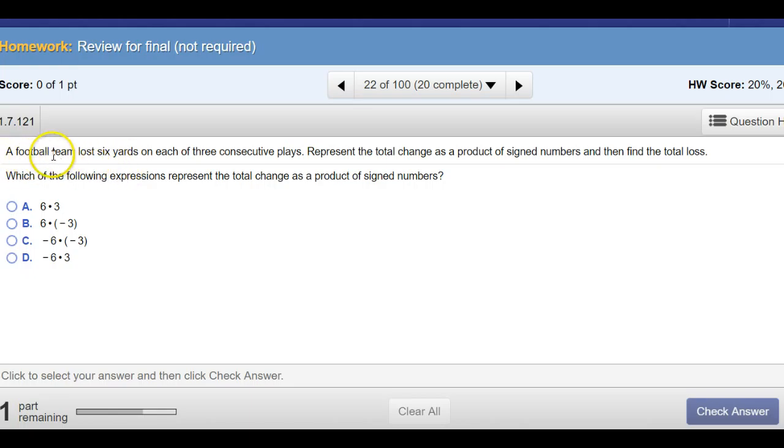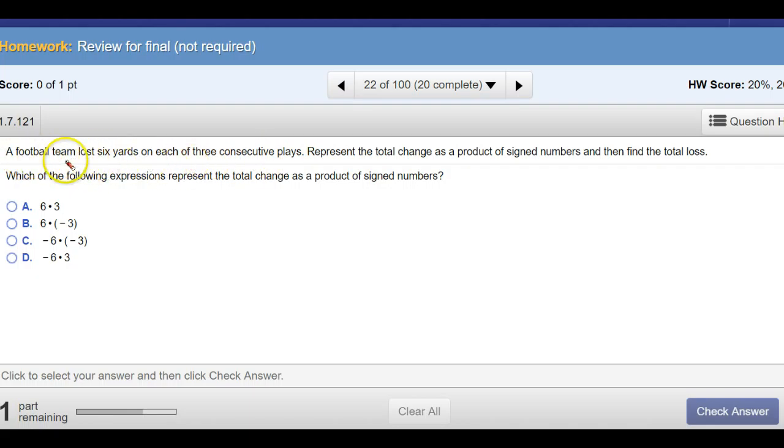Now a football team lost 6 yards on each of 3 consecutive plays. Represent the total change as a product of signed numbers, and then find the total loss. Which of the following expressions represents the total change as a product of signed numbers? As you do examples like this, you're going to maybe have to read them more than once. But I think I have this one, so let's go on.